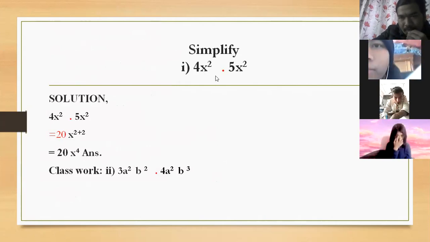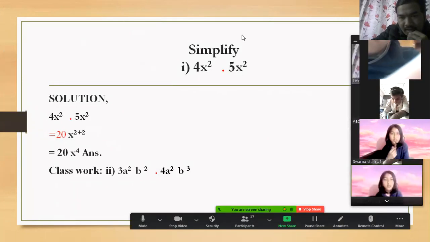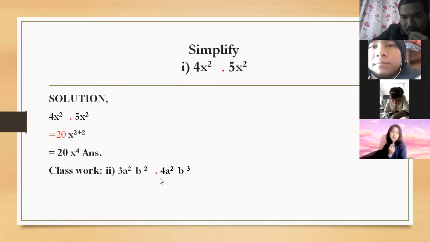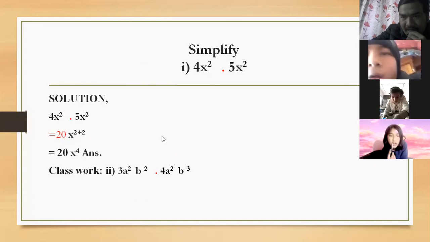This next question, 4 and 5. 4 and 5 multiply, and it will be 20. And x square and x square will be x power 4. Right? And here is the class work. You have to do this class work also.